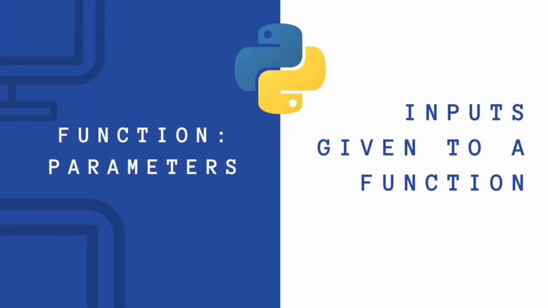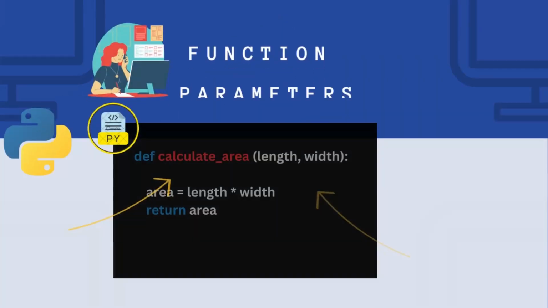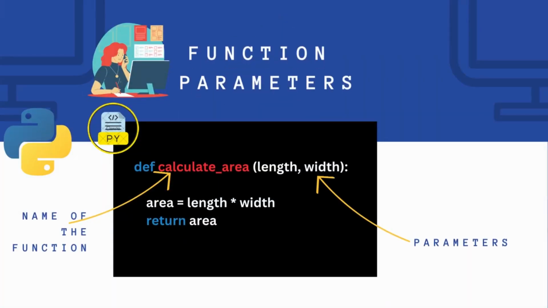Let's look at parameters. Functions can take inputs, just like when you receive an item, and these inputs are what we call parameters. Imagine we want to create a function to calculate the area of a rectangle. Let's create the calculate area function.